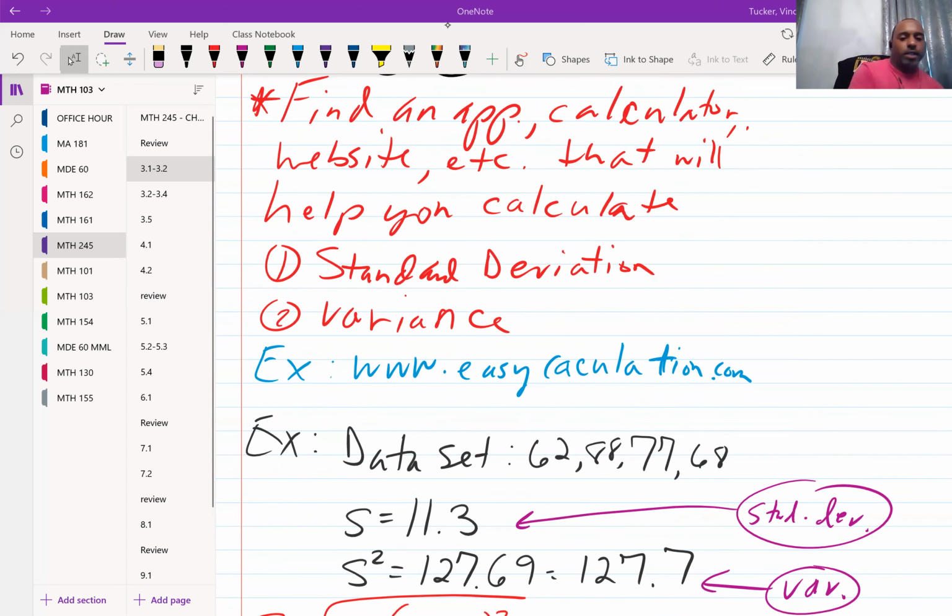All right, so using this as an example, we have 62, 88, 77, 68. And so I'm going to go to the website, throw those values in the website, and get out my standard deviation and my variance.